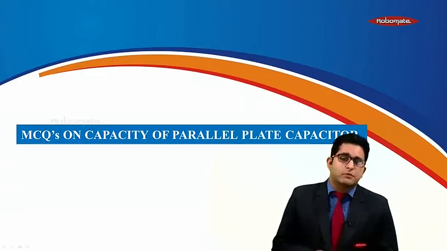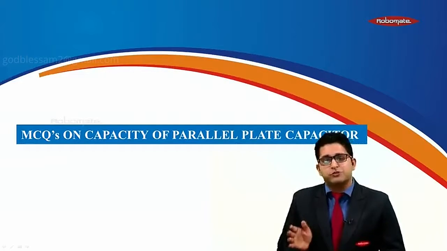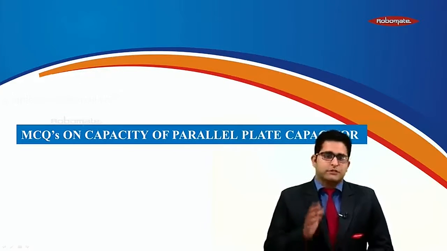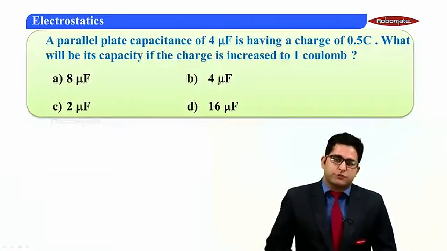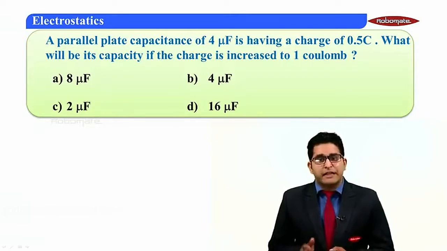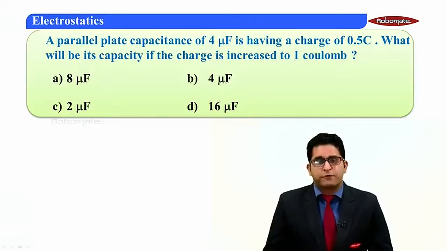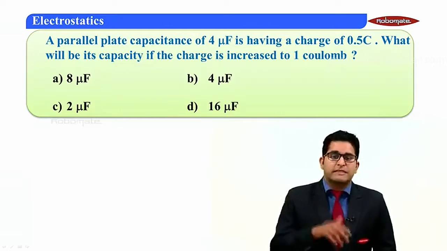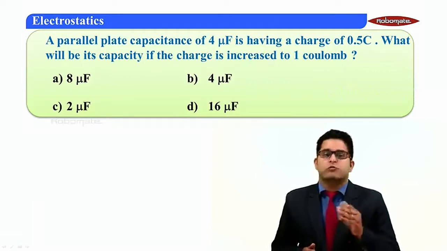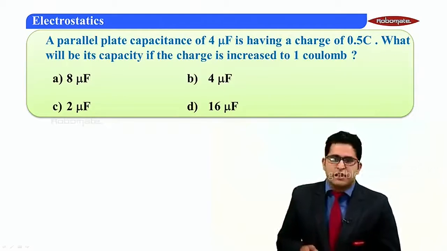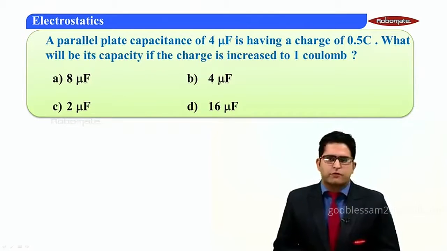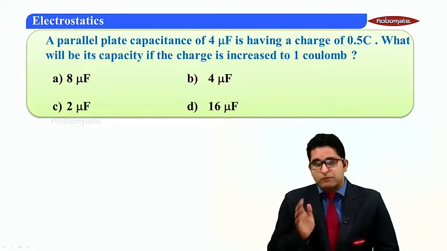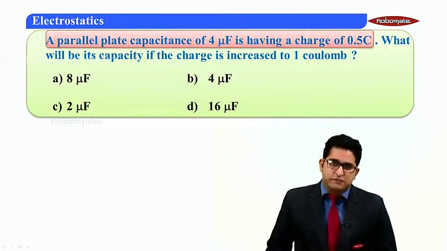Now students, in this particular module, we'll be learning MCQs which are based on the capacity of a parallel plate capacitor, right? So let us start our module with the first MCQ. It says a parallel plate capacitor of 4 microfarad is having a charge of 0.5 coulomb. What will be its capacity if the charge is increased to 1 coulomb? The options are A, 8 microfarad; B, 4 microfarad; C, 2 microfarad; and the last option is 16 microfarad. So let us start with the solution.